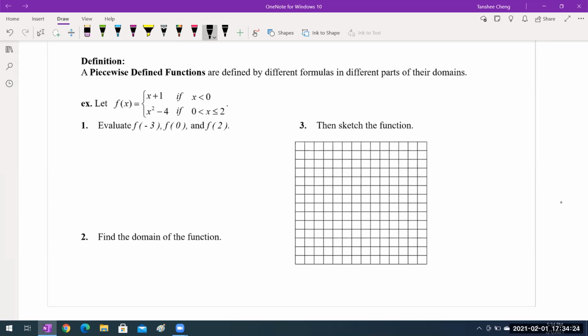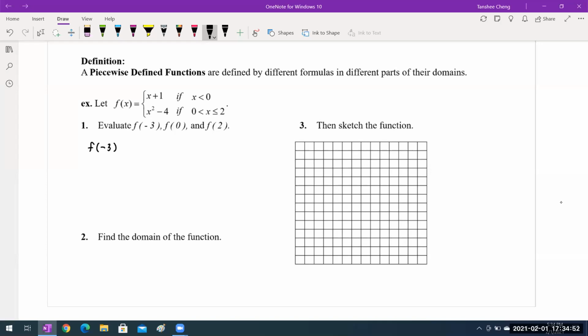And if you're talking about the x value in the interval of 0 to 2, as well as 2, right? Then you're going to be using the second formula right here. So it is important for us to know how to evaluate a function so that we can graph it and then talk about the domains. So let's try to evaluate these functions, starting with evaluating the function at -3.